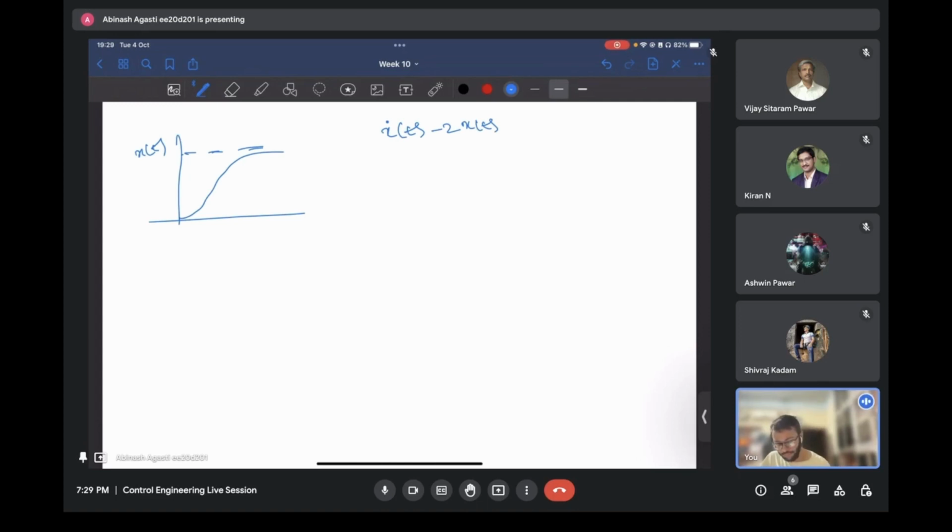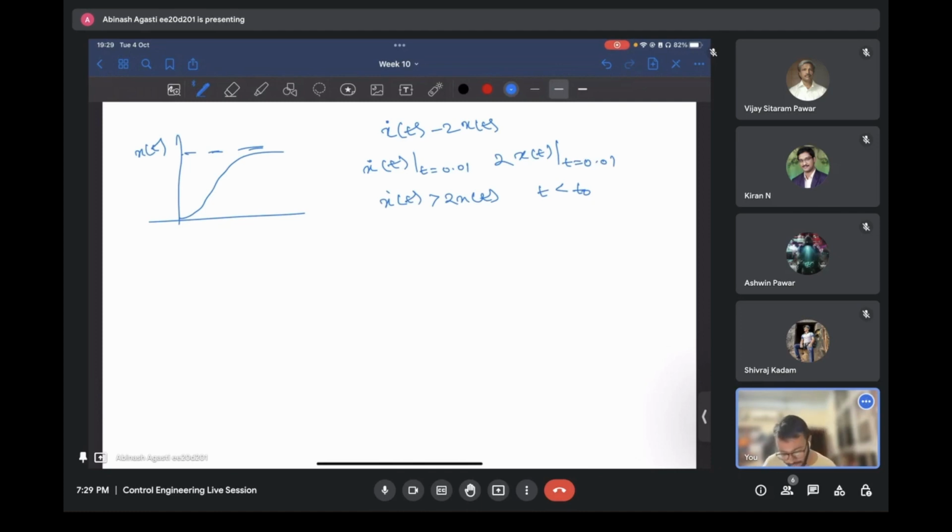Then we can check x dot of t at some very small t value, say 0.01. At that value, you can check x of t, 2 into x of t at t equal to 0.01. Then you can compare these two. So my bet is it will be x dot of t is greater than 2x of t for t less than some t naught.